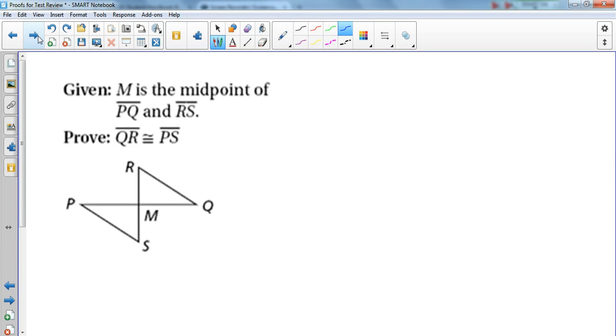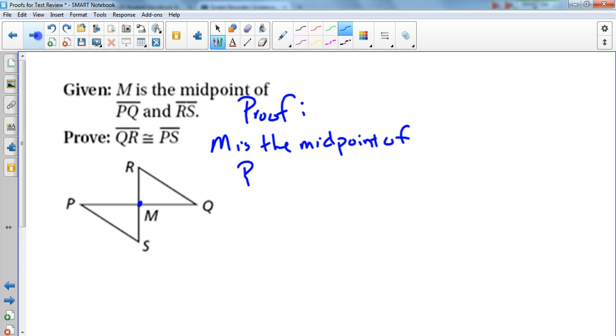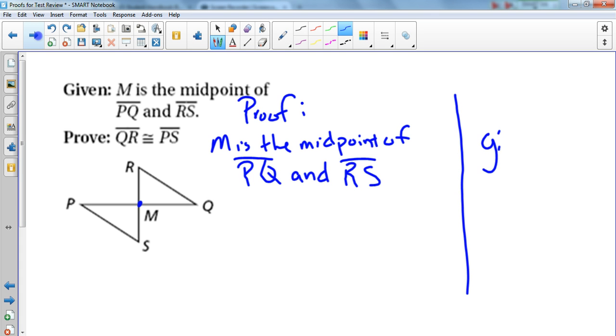Okay, last proof. This one says that in this diagram, M is the midpoint of both of these segments, PQ and RS. So we need to prove that the segment PS is congruent to the segment QR. So to start this proof, let's just get the givens out of the way. So we know that M is the midpoint of PQ and RS, right? Given to us.